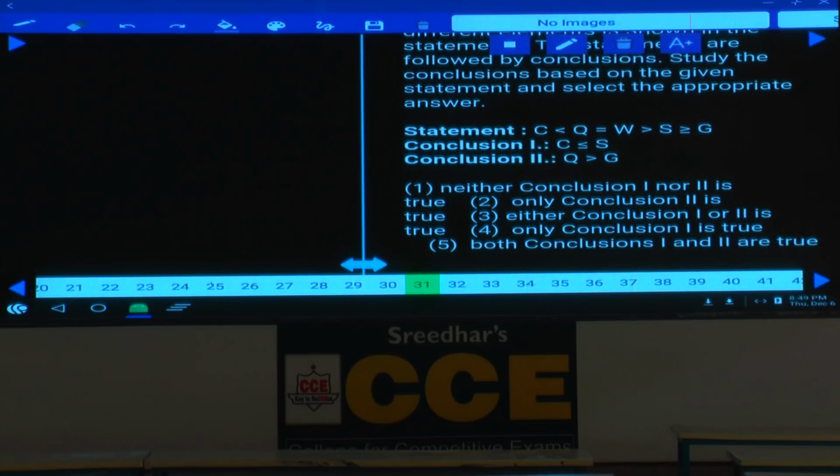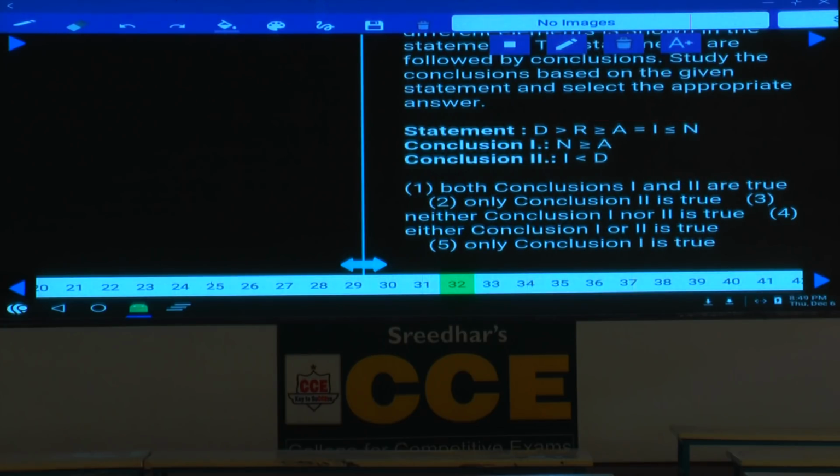Then coming to the second conclusion, Q and G. Q is here and G is here. Between Q and G, which symbol is common? Greater is common. Hence Q greater than G, definitely true. Hence only conclusion 2 follows, that is choice 2 is the answer.